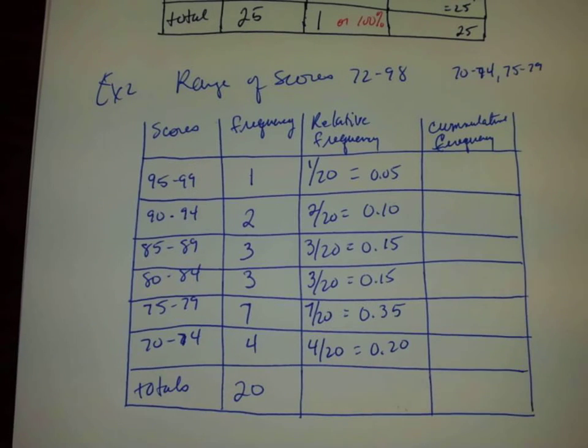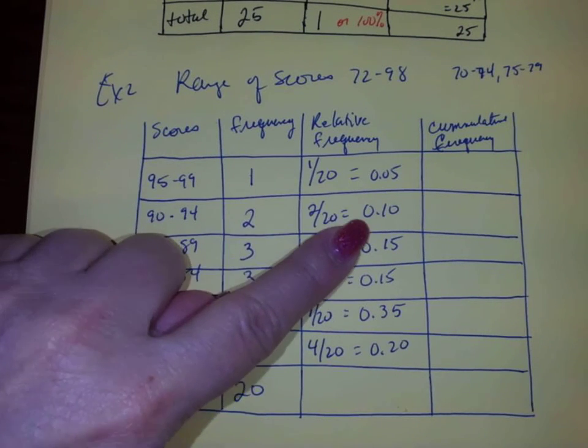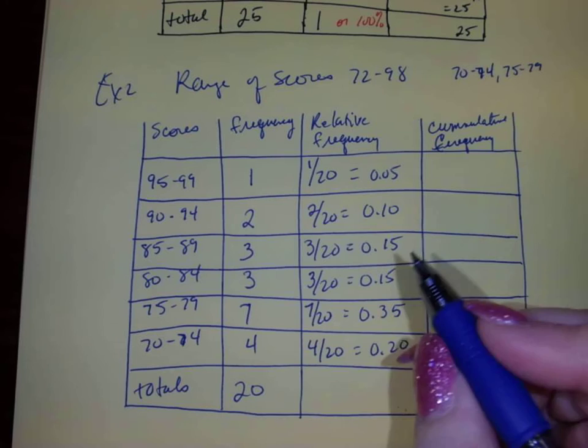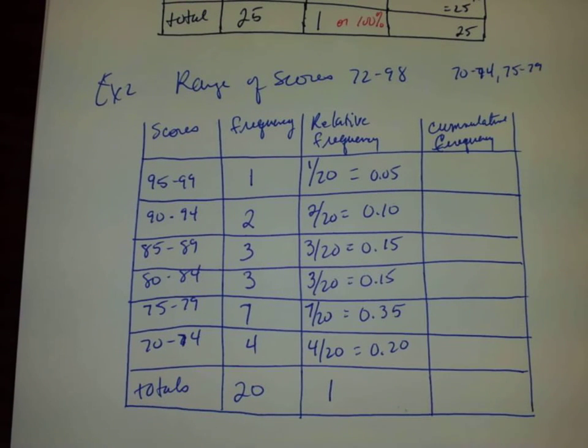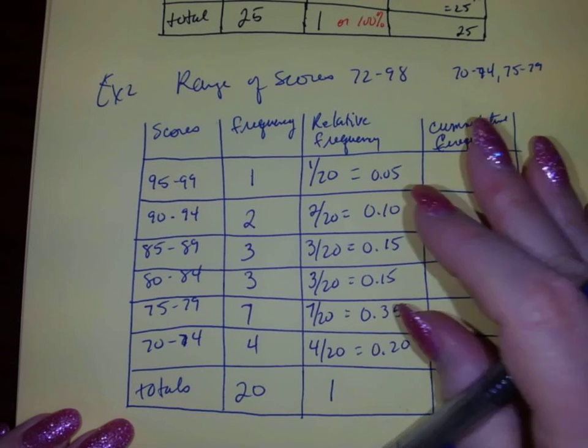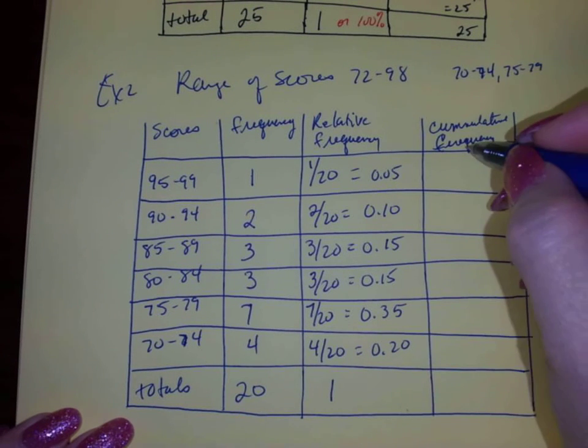Now again, I'm going to add these up, and it actually totals a 1. And again, you could have done the percentages as well, but I typically just go with the decimal. Now we're going to do that last step on the cumulative frequency.